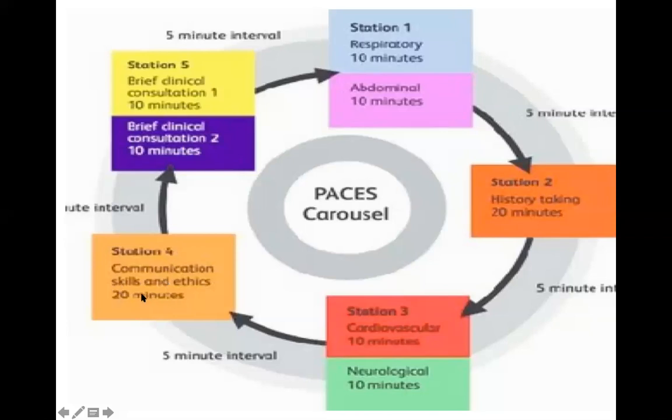It's 20 minutes long. You'll be given 14 minutes with the surrogate, and then you have 1 minute for reflection of your answer. Afterwards, you will have 5 minutes to discuss your performance with the examiners. After that, another 5 minutes interval, and then you go through to station five, where we have two cases.